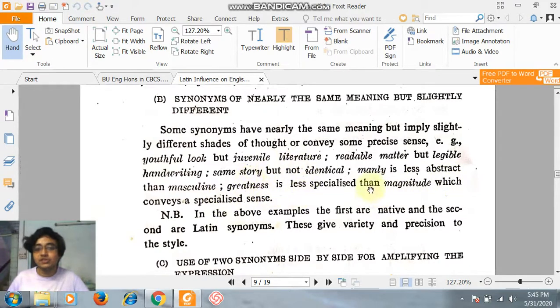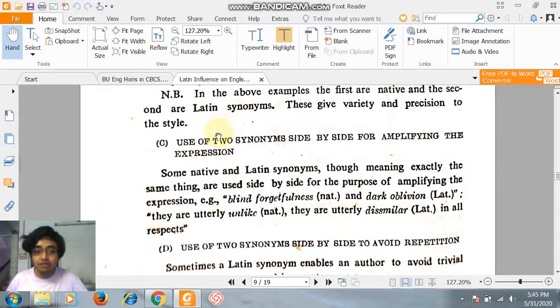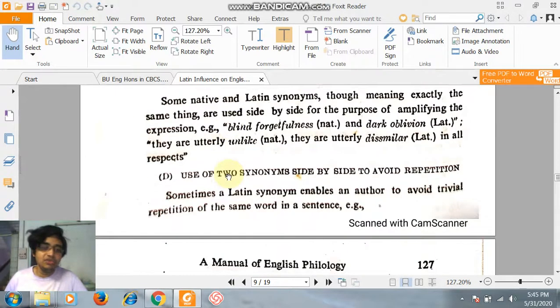So, these second words, magnitude, masculine, identical, legible handwriting, readable matter, exist in English, but legible handwriting, these are each Latin borrowings into the English language.